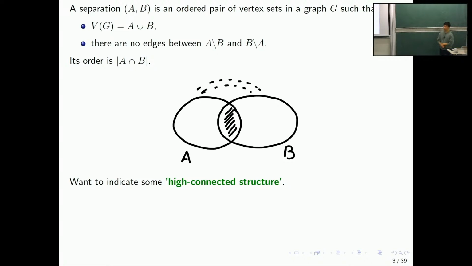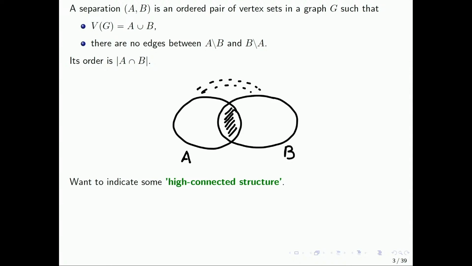We start with the definition of separations, which is easy. A separation is an ordered pair of vertex sets, A and B, such that A union B covers all the vertices, and there are no edges between A minus B and B minus A. Like in the picture. Using the separation, the order is defined as the size of the intersection. What we want to do with separations is indicate some area containing some highly connected structure. We will see what the highly connected structures are later on.